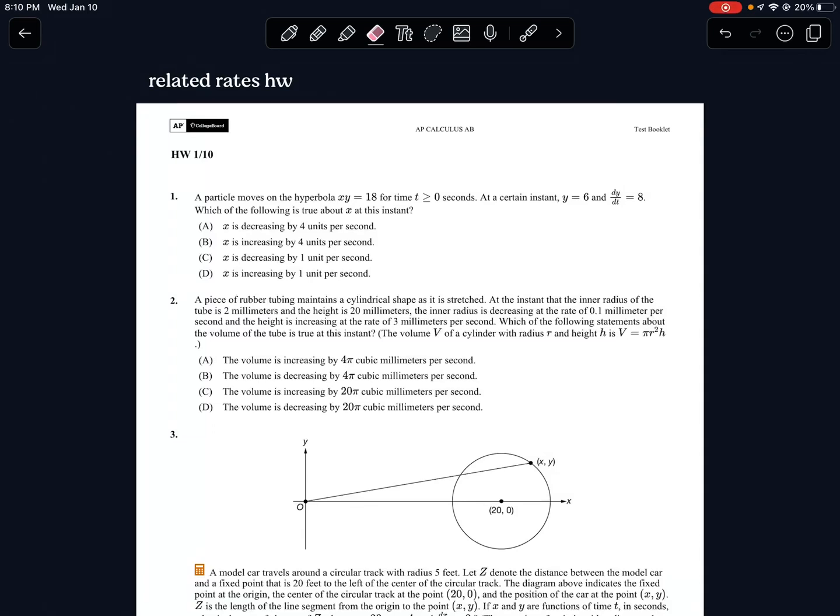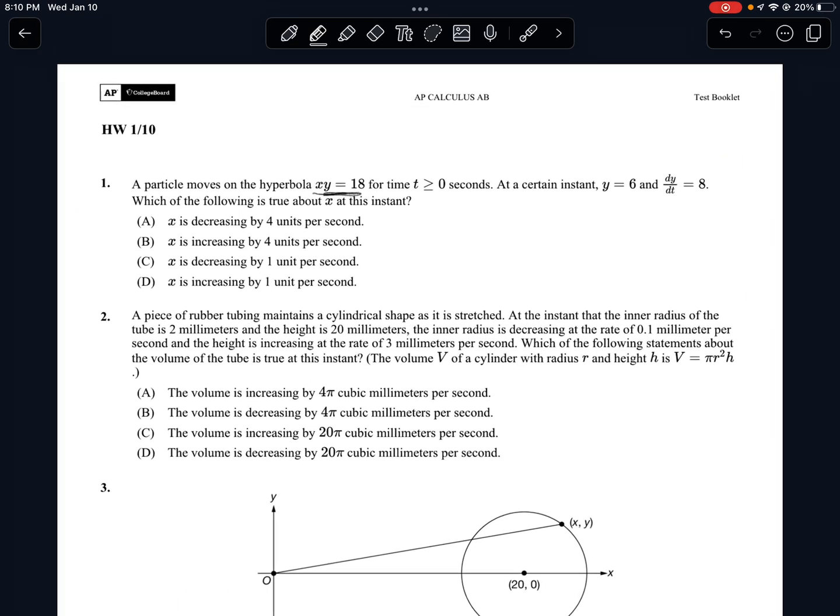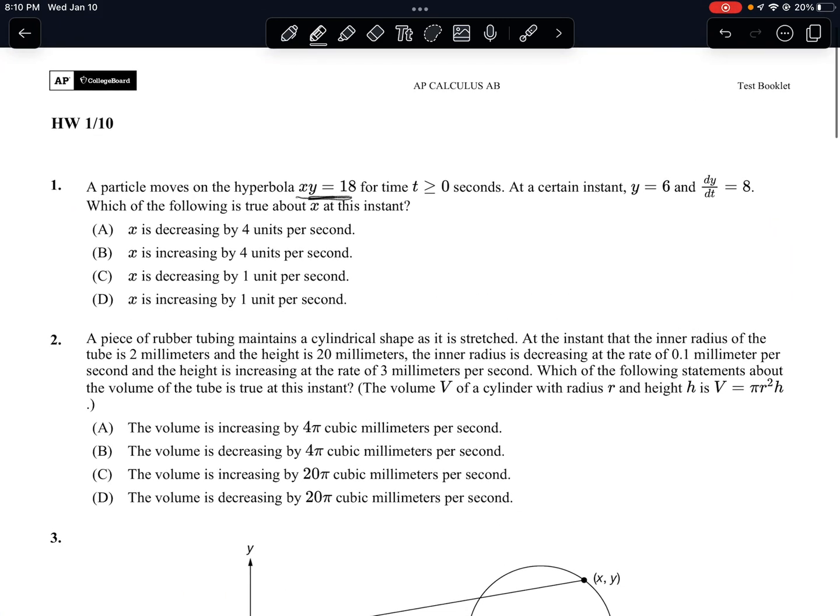Alrighty, it is speed run time of the questions for homework. First off, a particle moves on the hyperbola x times y equals 18 for the time t greater than 0. At a certain instance, we are given y and we are given dy/dt, and I want to find out what's true about x. Looking at the answers, this is all dx/dt, so I want to find dx/dt essentially.